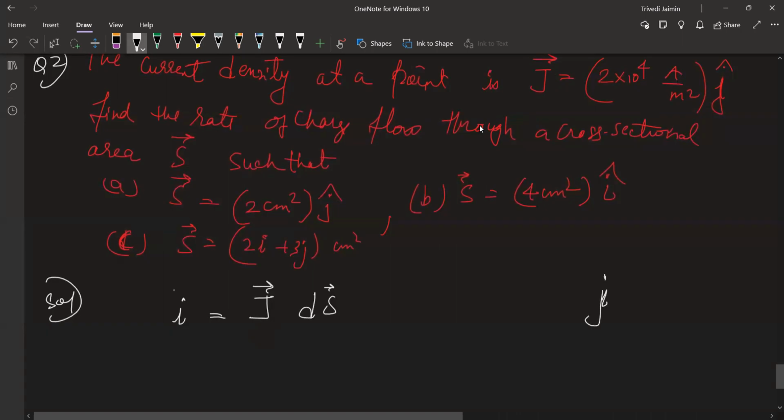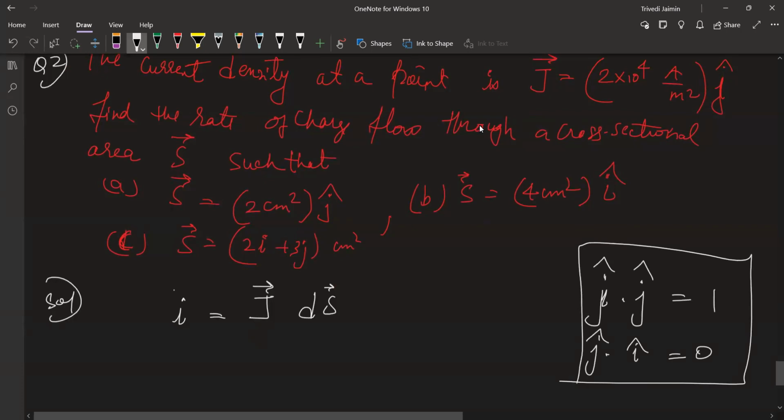So one more hint, J dot J will be 1, but J dot I will be 0. Now try this. Compare J, current density J, and multiply with S.